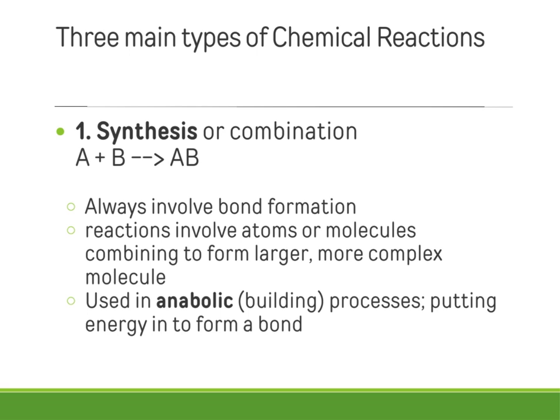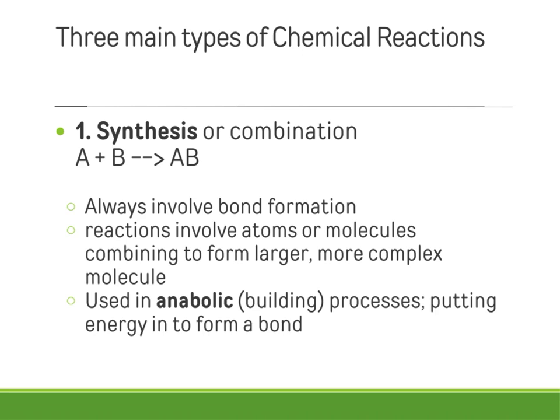Let's look at a couple of types of reactions. First is the synthesis reaction, or combination reaction. An example, very simply, is A plus B gives me AB. That involves a bond formation. These types of reactions are always anabolic. They're building processes where you put in energy to form or create a bond.